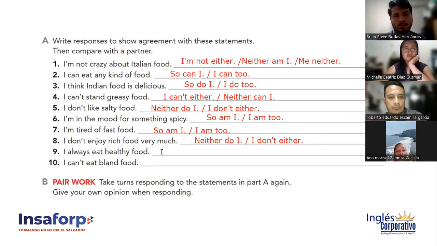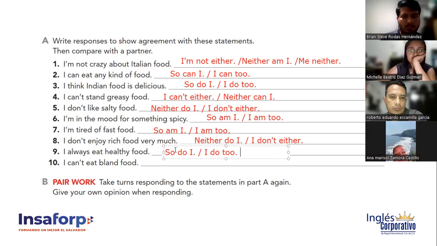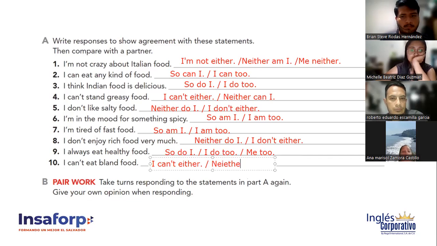I always eat healthy food. So do I. I do too. Or me too. Okay. I can eat bland food. Neither can I. Okay, very nice. Those are just the correct answers. Okay, it could be a little bit confusing sometimes.